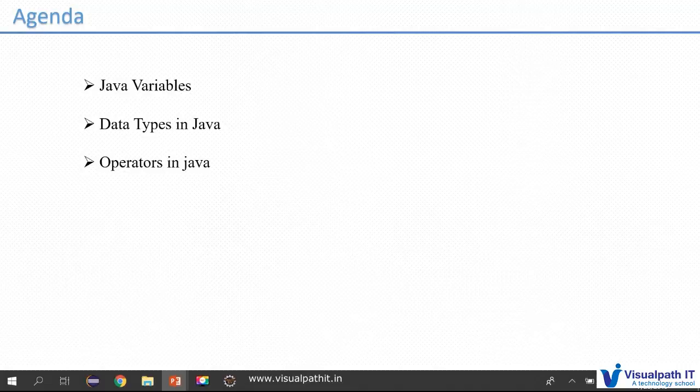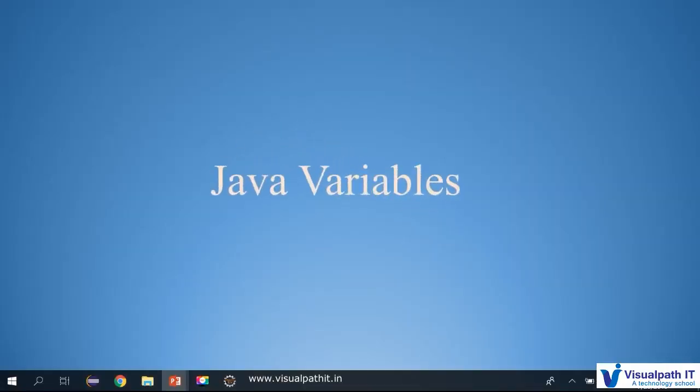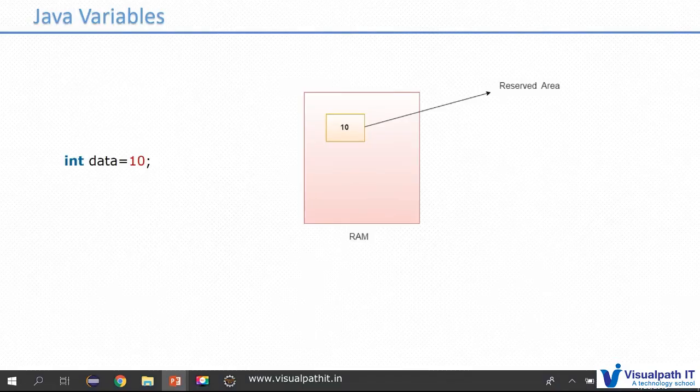First, we can look at Java variables. So what is a variable? A variable is a placeholder. Suppose you are declaring int 10. For that 10 we need some space in our machine. If you are writing any Java program and declaring a variable as int data 10, that 10 needs to be stored in system memory somewhere.